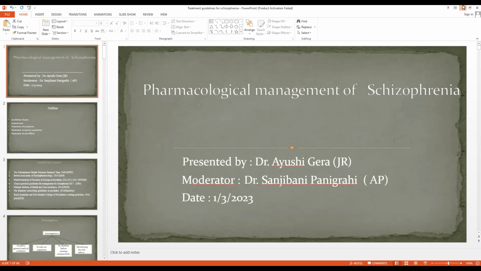To rule out organicity: CT and MRI, toxicology test, HIV, VDRL, hepatitis B and hepatitis C, anti-NMDA antibody, anti-voltage gated calcium potassium channel antibody, and anti-GAD antibody test.